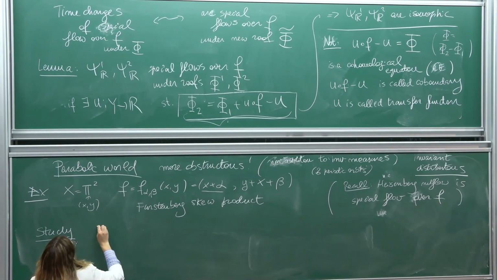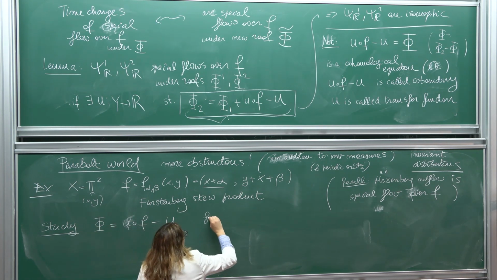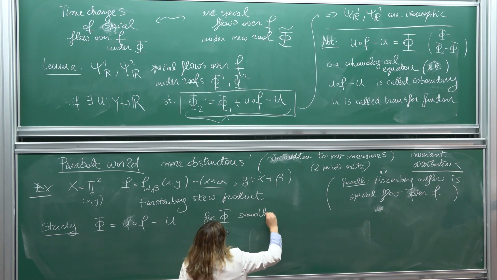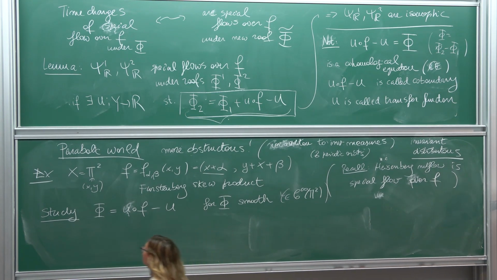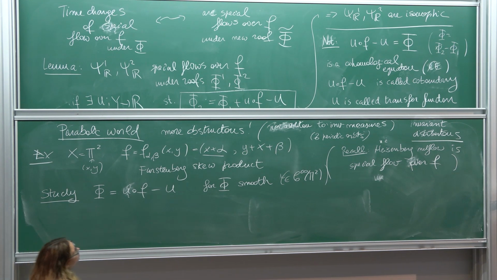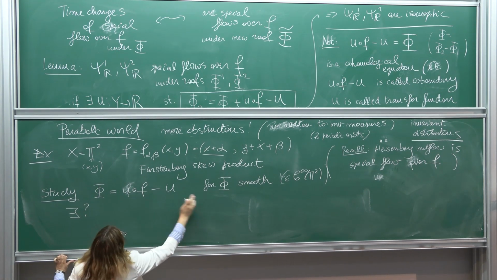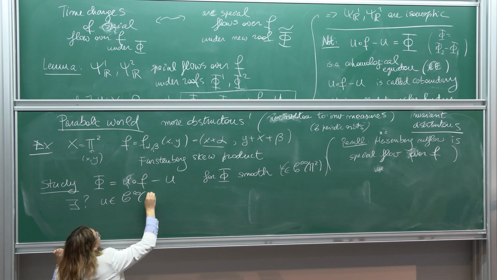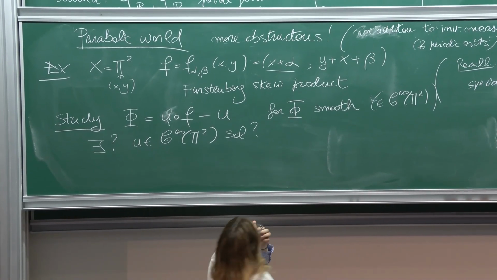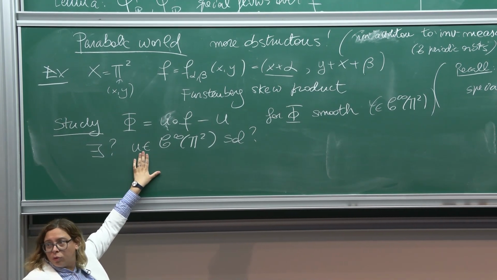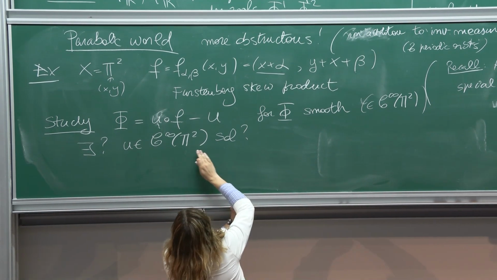Study the cohomological equation phi equals u composed with F minus u, and I will take phi smooth, so let's say in C-infinity of T². If I'm interested in non-smoothly trivial time changes, I want to ask: does there exist a smooth solution u? I take phi smooth and look for u smooth, because I'm interested in smooth time changes, and I want to prove whether or not there is a smooth solution. The motivation is from last week, and maybe I'll connect it to last week tomorrow. So, does there exist a smooth solution?